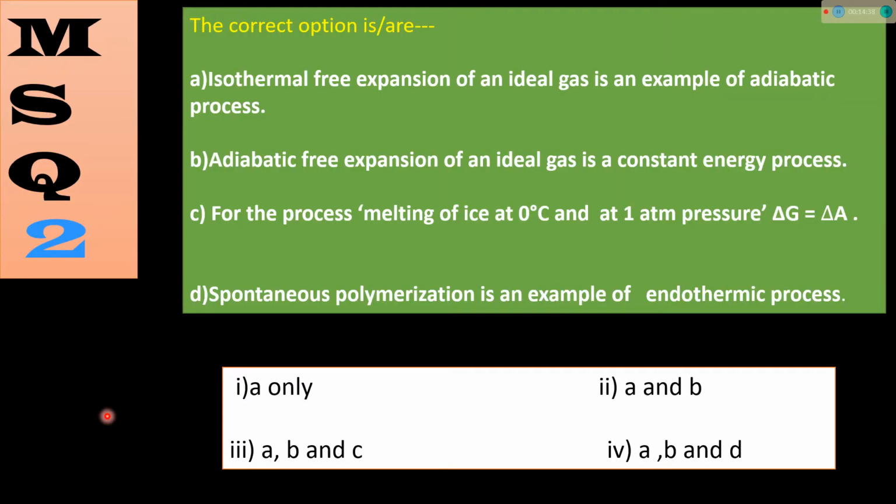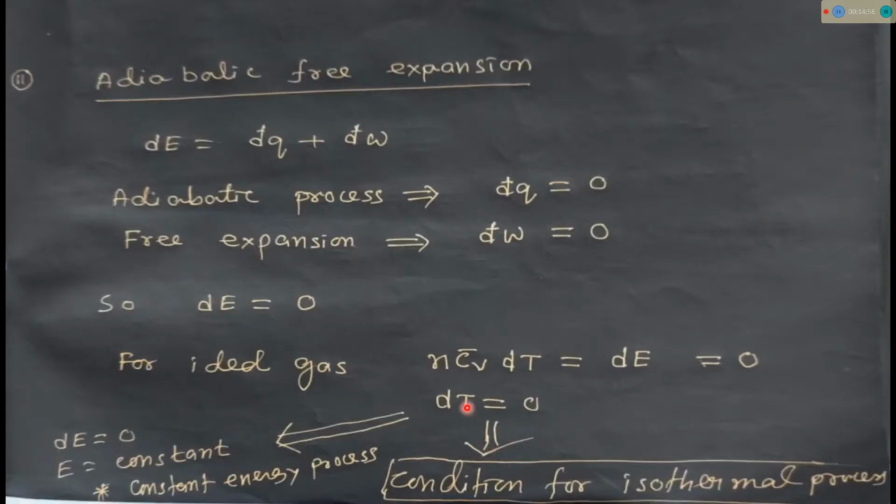So this statement we can write in another way: adiabatic free expansion of an ideal gas is an example of isothermal process, or is an example of constant energy process. Both are the same, and we justified via two expressions, dT is equal to 0 and dE is equal to 0. dT 0 means T constant, isothermal conditions, dE 0 means E constant, constant energy process.